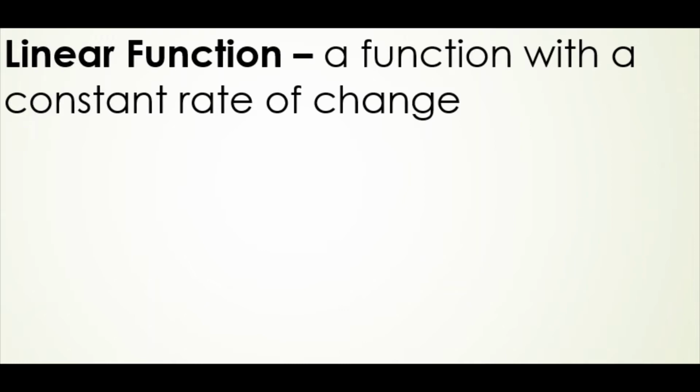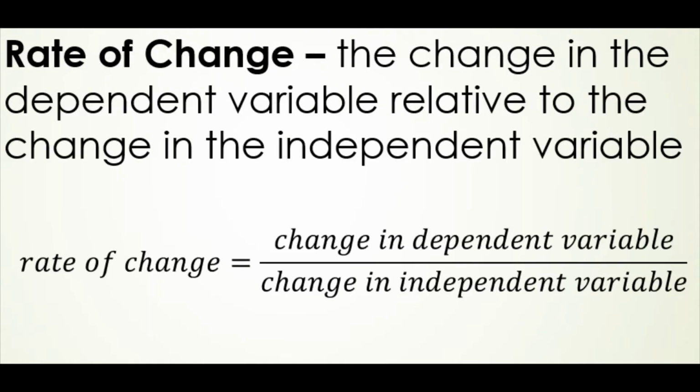Remember, we defined a function in lesson 6.3 as a relationship between two quantities, where one quantity depends on the other. A linear function is one where the rate of change is constant. So now we need to define rate of change. Rate of change is the change in the dependent variable relative to the change in the independent variable. So we can write that as this formula. Rate of change equals the change in the dependent variable divided by the change in the independent variable.